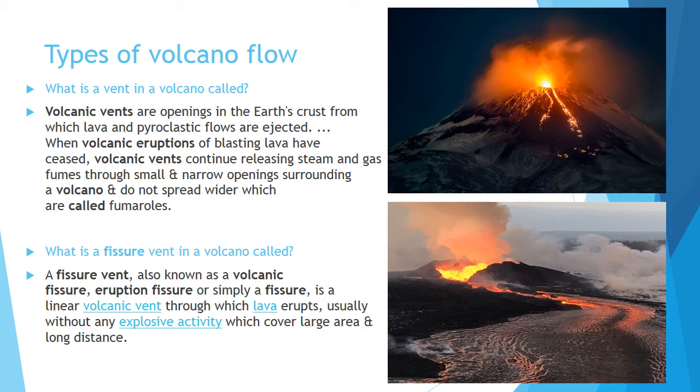Now, what are fissure volcanoes? A fissure vent is also known as a volcanic fissure eruption or simply a fissure. It is a linear volcanic vent through which the lava erupts without any explosive activity, and covers a large area and long distance. In this type of volcano, the blasting is not there. The releasing of a large amount of steam is not there. This type of volcano is a little less violent compared to the vent one. This erupts in a linear pattern in a straight line, and there is not much explosive activity. Because of this, the lava comes out in a more liquid manner and covers a large area as well as a long distance.